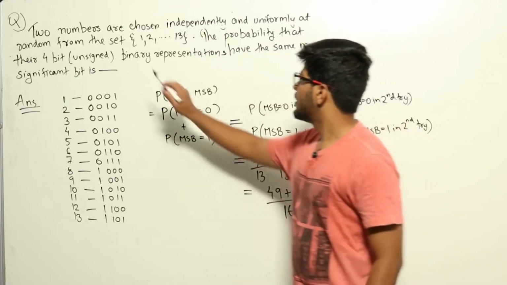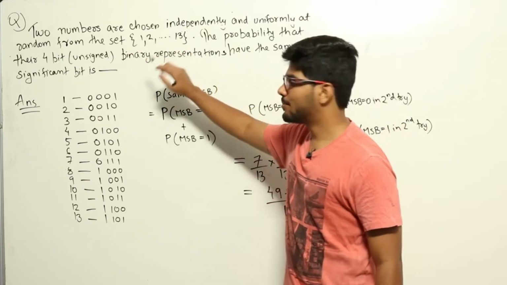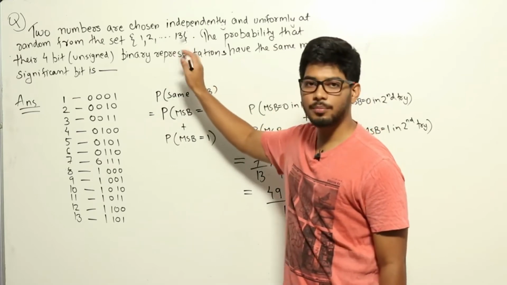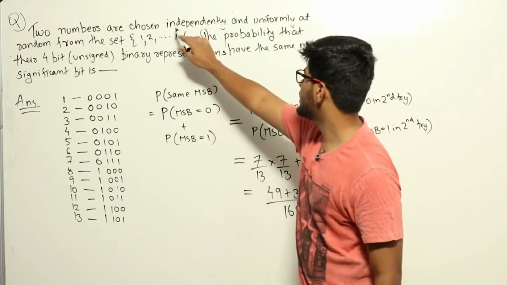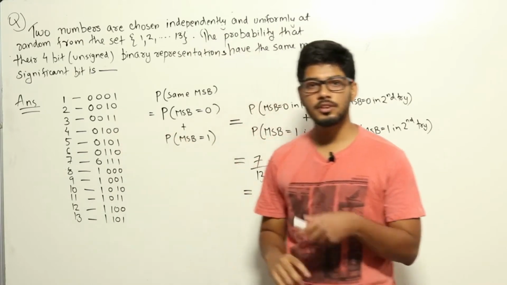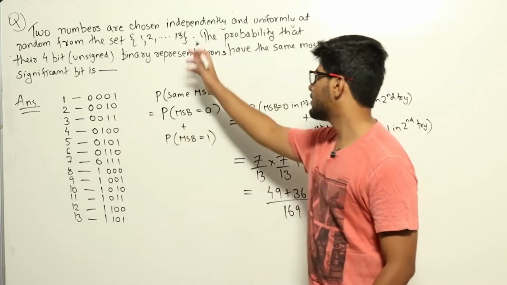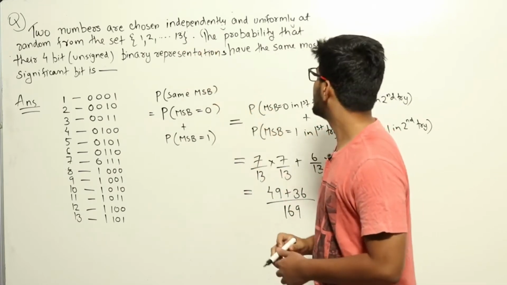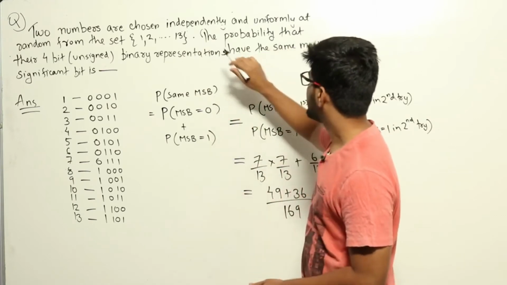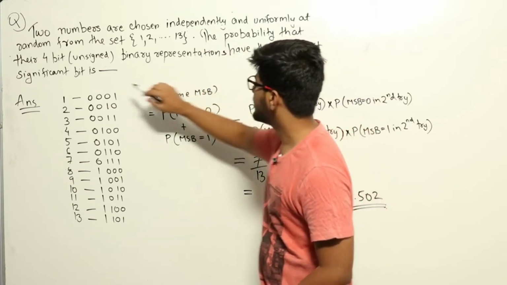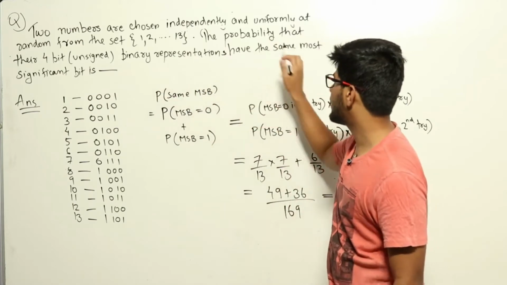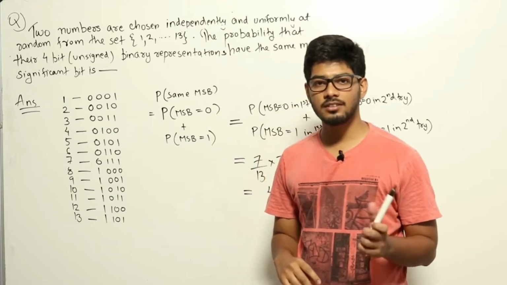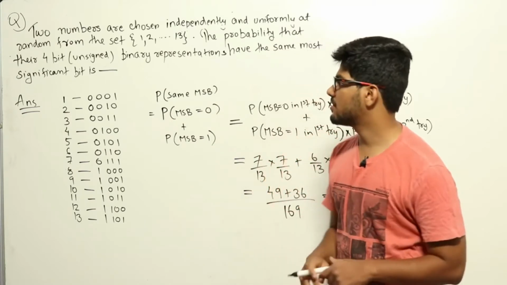In the question, they have given us this particular set containing 13 numbers, that is numbers 1, 2, 3, 4, 5, etc. up to 13, and they are saying that we are choosing 2 numbers from this set, chosen independently and uniformly at random, meaning the probability of choosing any number will be equal to choosing any other number from the set. Each of the numbers has equal probability of getting chosen. Now they are asking what is the probability that their 4-bit unsigned binary representations will have the same most significant bit. So we need to choose 2 numbers, and they are asking what the probability is that the 2 numbers chosen will have the same most significant bit.